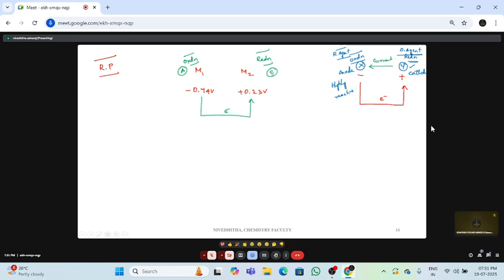Among M1 and M2, which is the highly reactive metal? M1 is highly reactive. Very good, M1 is highly reactive.